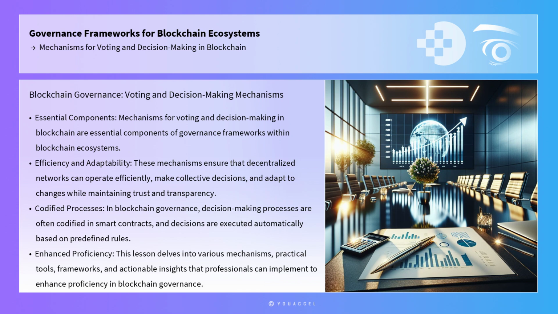These mechanisms ensure that decentralized networks can operate efficiently, make collective decisions, and adapt to changes while maintaining trust and transparency. In blockchain governance, decision-making processes are often codified in smart contracts, and decisions are executed automatically based on predefined rules. This lesson delves into various mechanisms, practical tools, frameworks, and actionable insights that professionals can implement to enhance proficiency in blockchain governance.